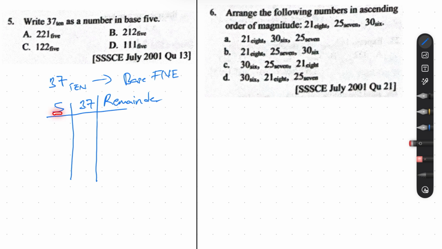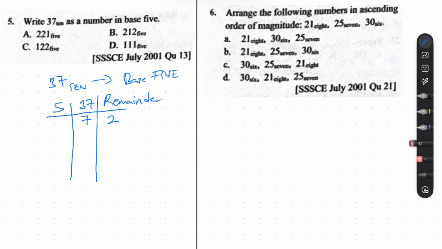How many times does 5 go into 37? That is how many times? 7 times, right? Carry 2, because 5 times 7 is 35. When you subtract 37 and 35, it's what? 2. So the remainder is 2. So you write it here, right? So we have 7, remainder 2.